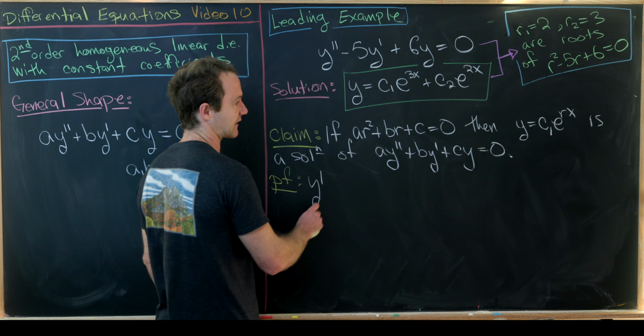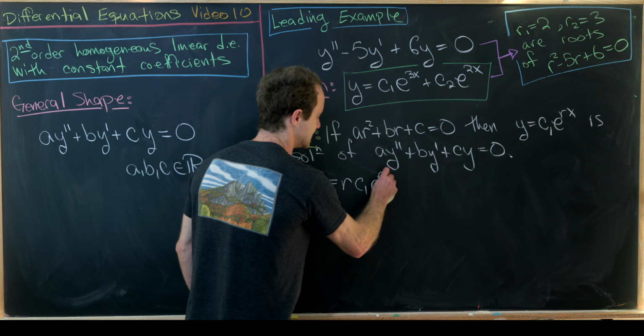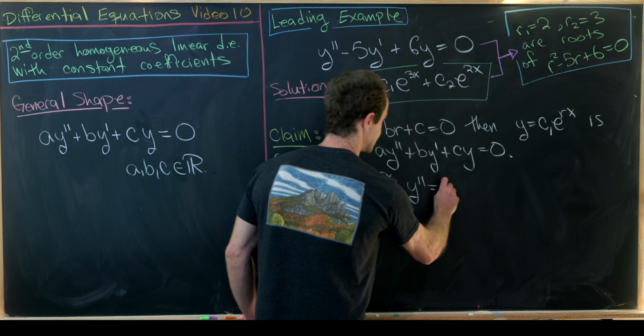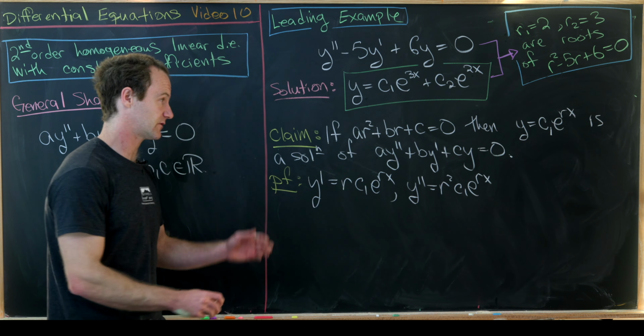So we can first calculate y prime. We'll see that that is r times c1 times e to the rx. We can calculate y double prime. We'll see that that is r squared times c1 times e to the rx just by derivative rules.